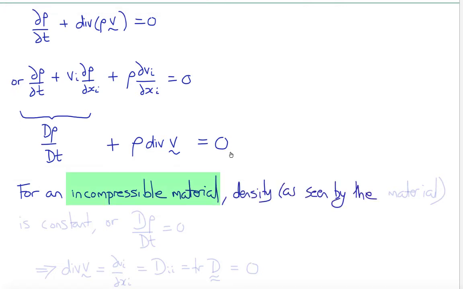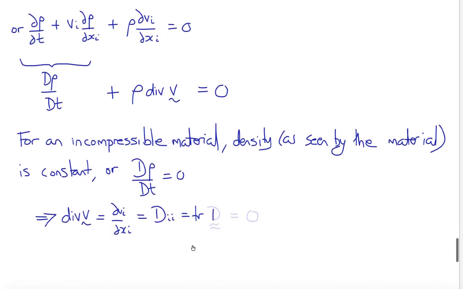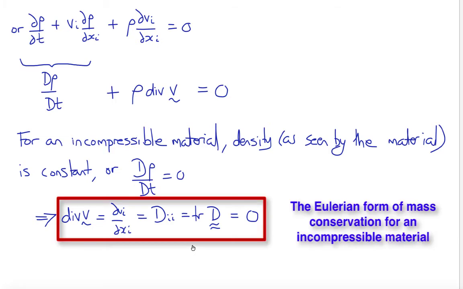Now, again, if we have an incompressible material, then the density from the point of view of the material is constant. In other words, the material derivative of the density, D rho/Dt, is equal to zero. And therefore, our conservation of mass simplifies to div v, which is ∂v_i/∂x_i, which is also d_ii, the trace of the rate of deformation tensor, must all be zero. So that is the Eulerian form of conservation of mass for an incompressible continuum.